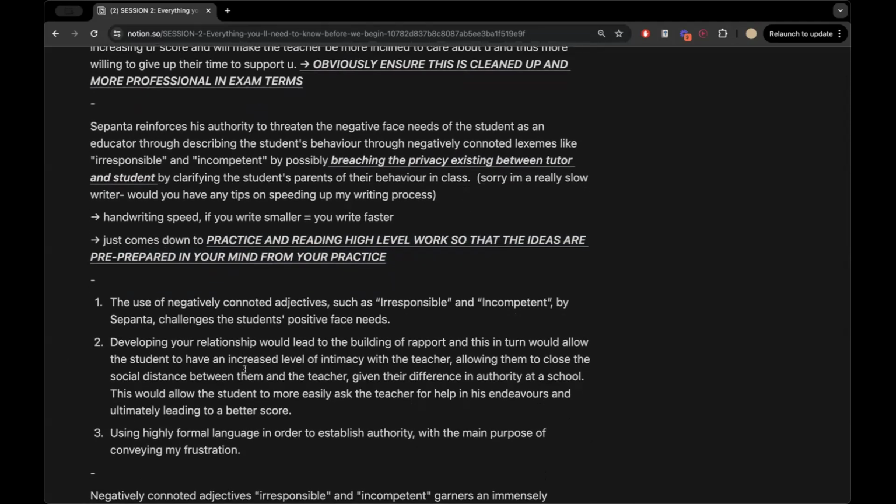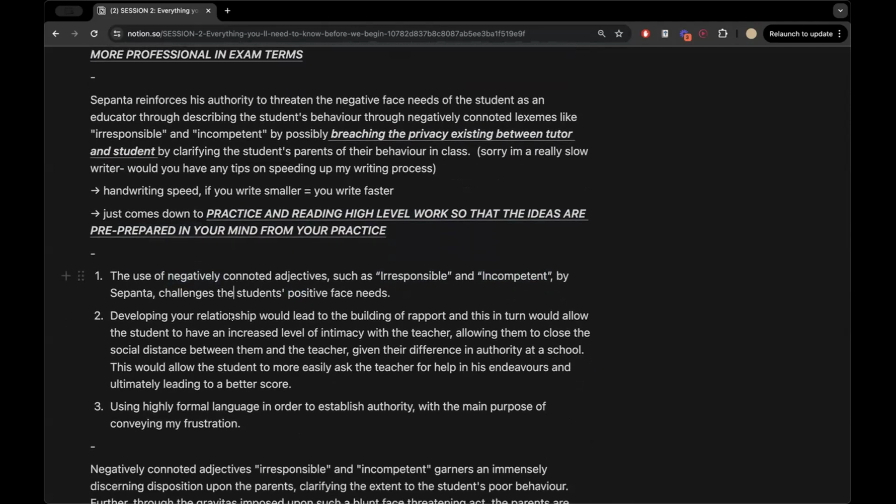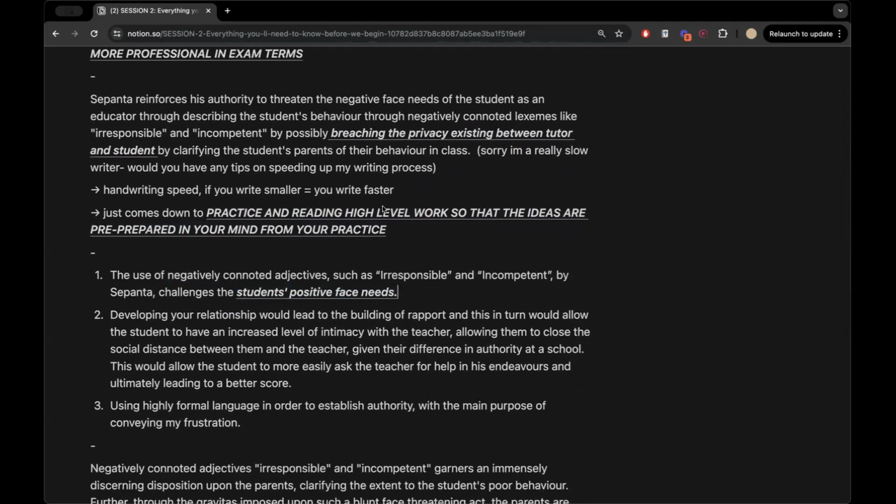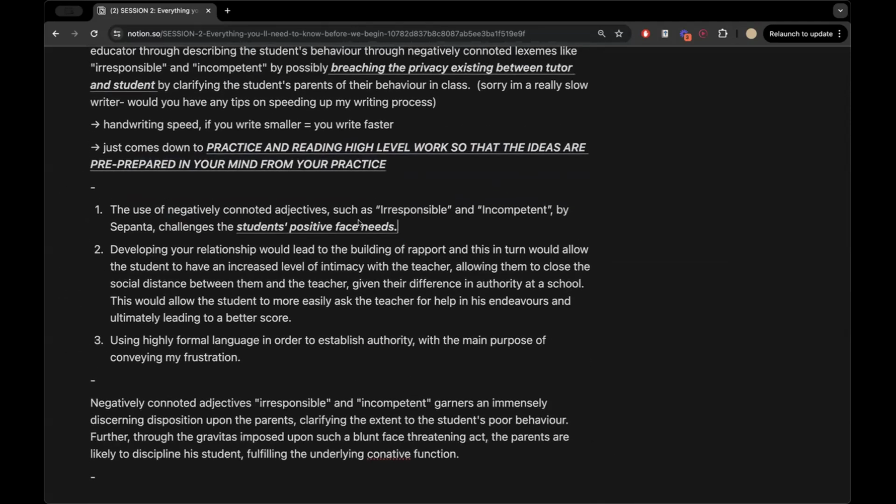So the use of negatively connoted adjectives such as irresponsible and incompetent, the use of negatively, yes, yes, yes, challenges students, and beautiful. Nice. And the reason why I brought up this example is because it is both positive face needs and negative face needs that are individually affected. And I wanted to see that duality. I wanted you guys to do the push and pull that I was talking about to show the examiner, hey, at the same time, it might be positive and negative. Let me show you that I understand the difference.